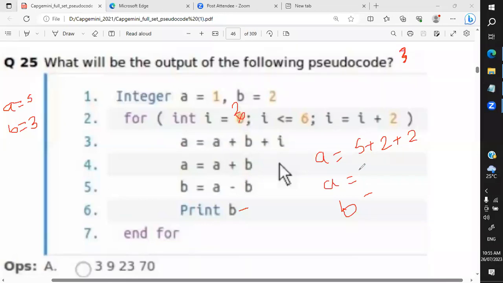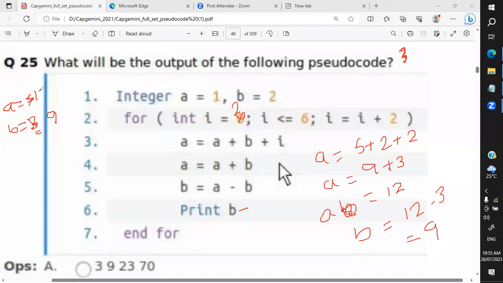Then again A equals A plus B. That means 9 plus B, whose last updated value is 3, which is 9 plus 3, that is 10, 11, 12, right? Okay, A value is 12. Sorry, my mistake. And then B equals 12 minus 3, which is nothing but 9 again. So the last updated value of B is 9 and the last updated value of A is 12.